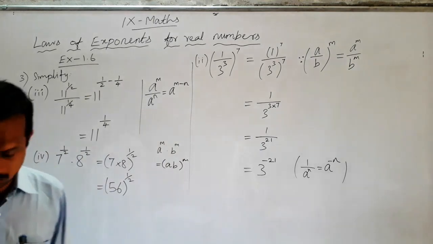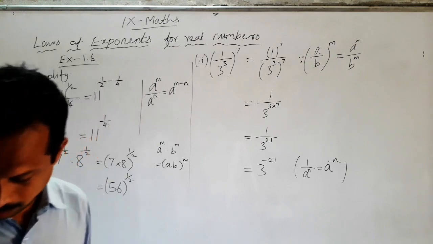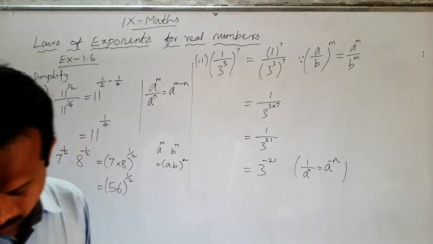So like that we have finished all the sums in exercise 1.6. And now some extra sums we will see. Clear?